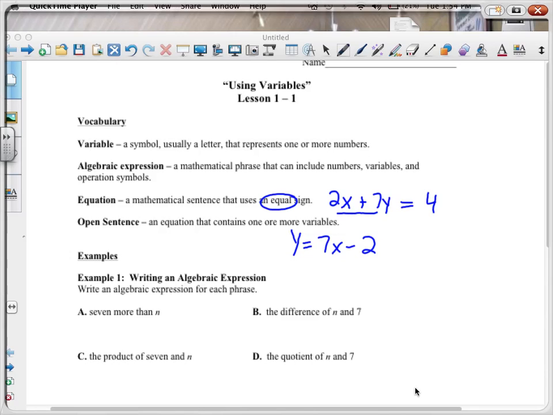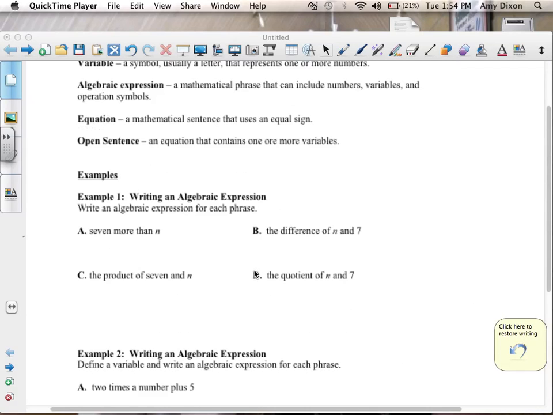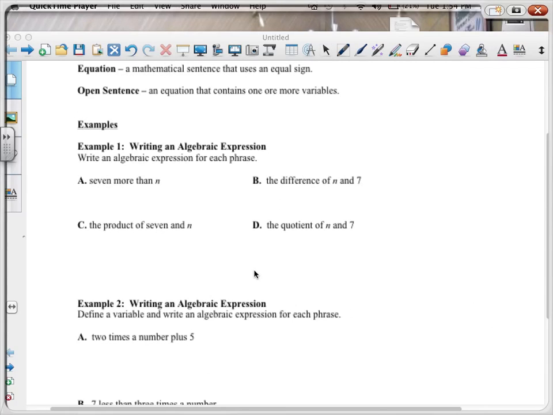All right, so let's just look at some examples of how we might use that. Our first examples are to write an algebraic expression for each phrase. So again, algebraic expressions include our numbers and our variables. Letter A says 7 more than n. More than represents addition, so that's going to be 7 plus n. That's our expression. For letter B, we talk about the difference of n and 7. Difference represents subtraction, so that's going to be n minus 7.